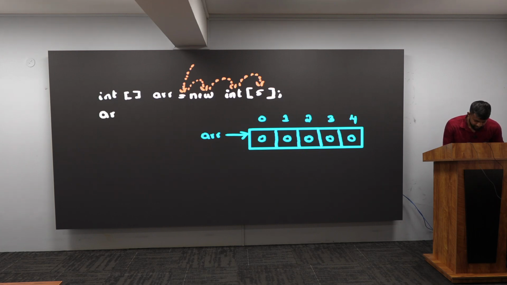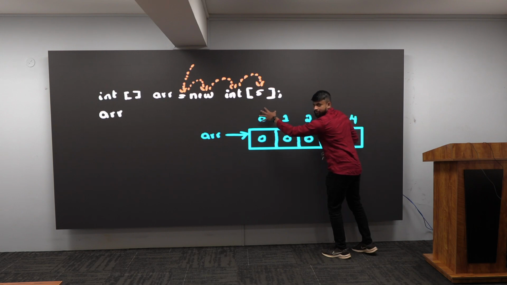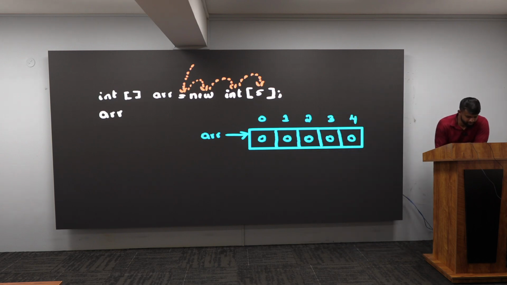I will write ARR. When you write ARR, immediately you will come here. Now, I want this location. How will I get this location? You should write ARR of 0, like this. Equal to, I have to store the age. What is the age? 21. Like this I will write.